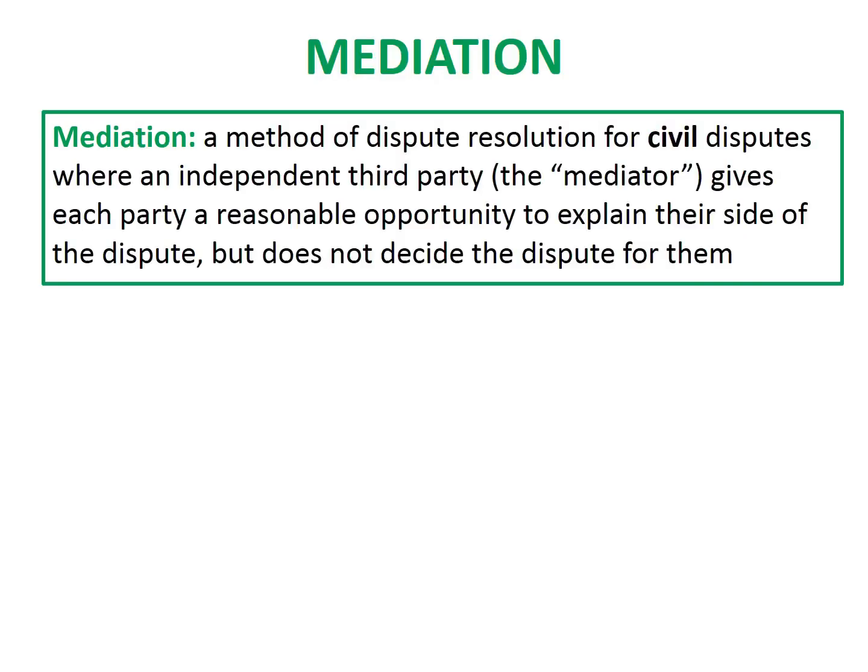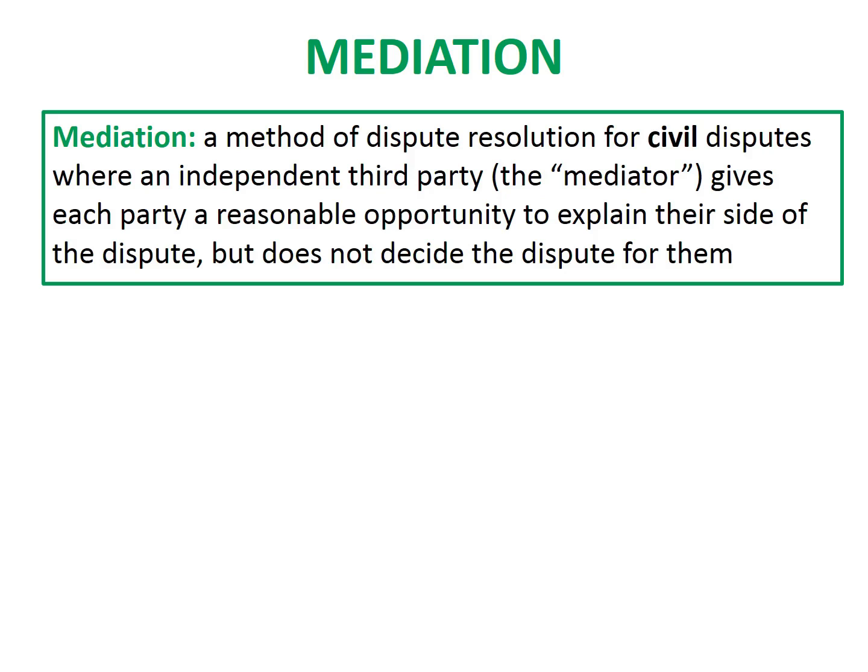The first dispute resolution method that we're looking at is mediation. Mediation is a method of dispute resolution for civil disputes where an independent third party, called the mediator, gives each party a reasonable opportunity to explain their side of the dispute, but does not decide the dispute for them. Look down the left-hand side of your vocabulary sheets, find the term mediation and write this definition in there.